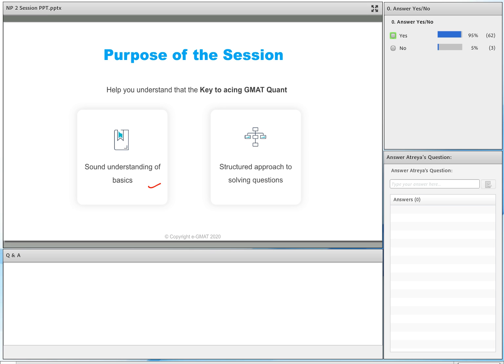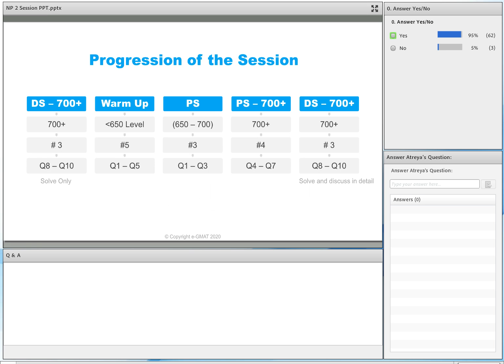So these are something that we are going to focus on in today's session. Now, how would the session progress? I'll give you 3 questions, and these are specifically around that 720, 730 GMAT level. All three of these questions are data sufficiency questions. I want you to solve them out. I won't discuss the answers.